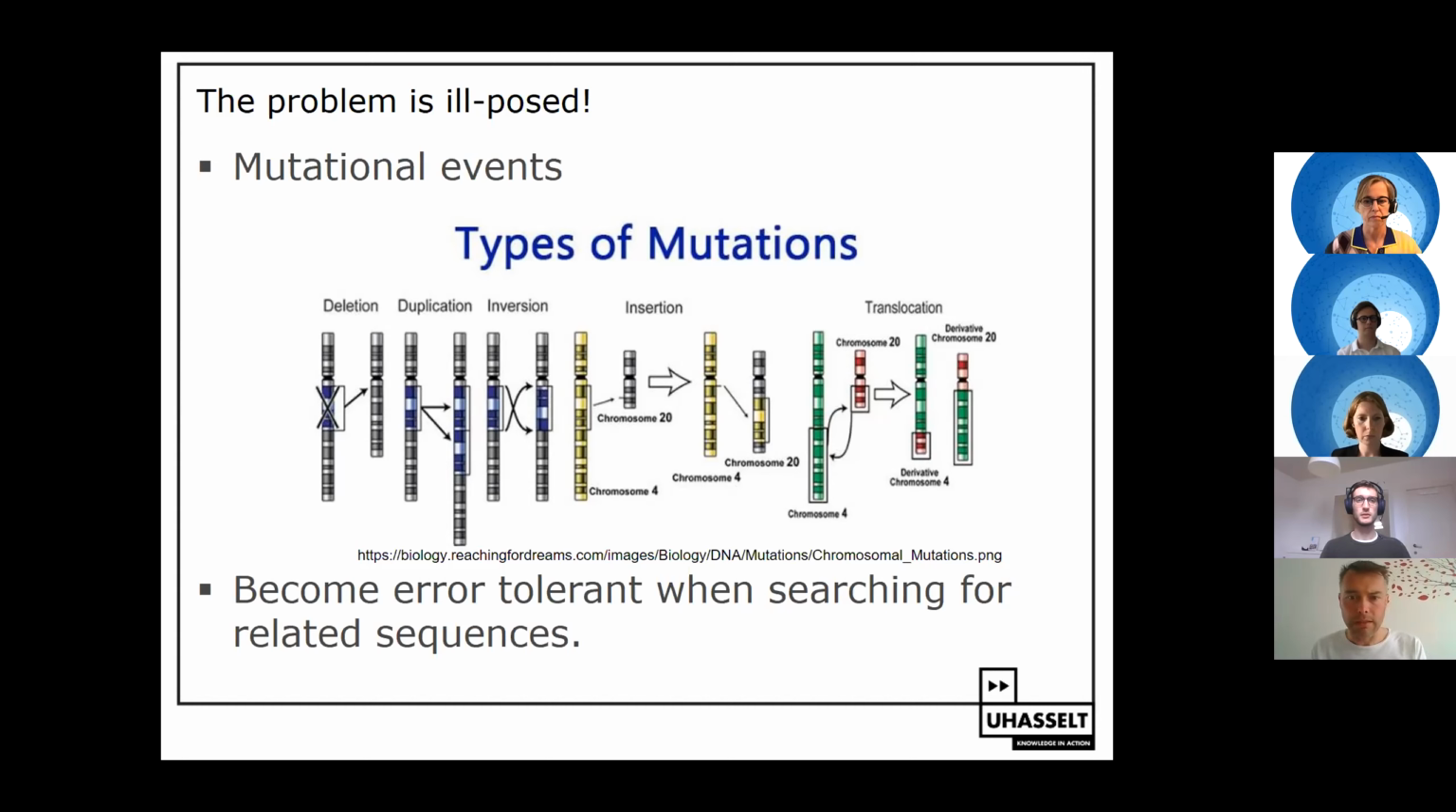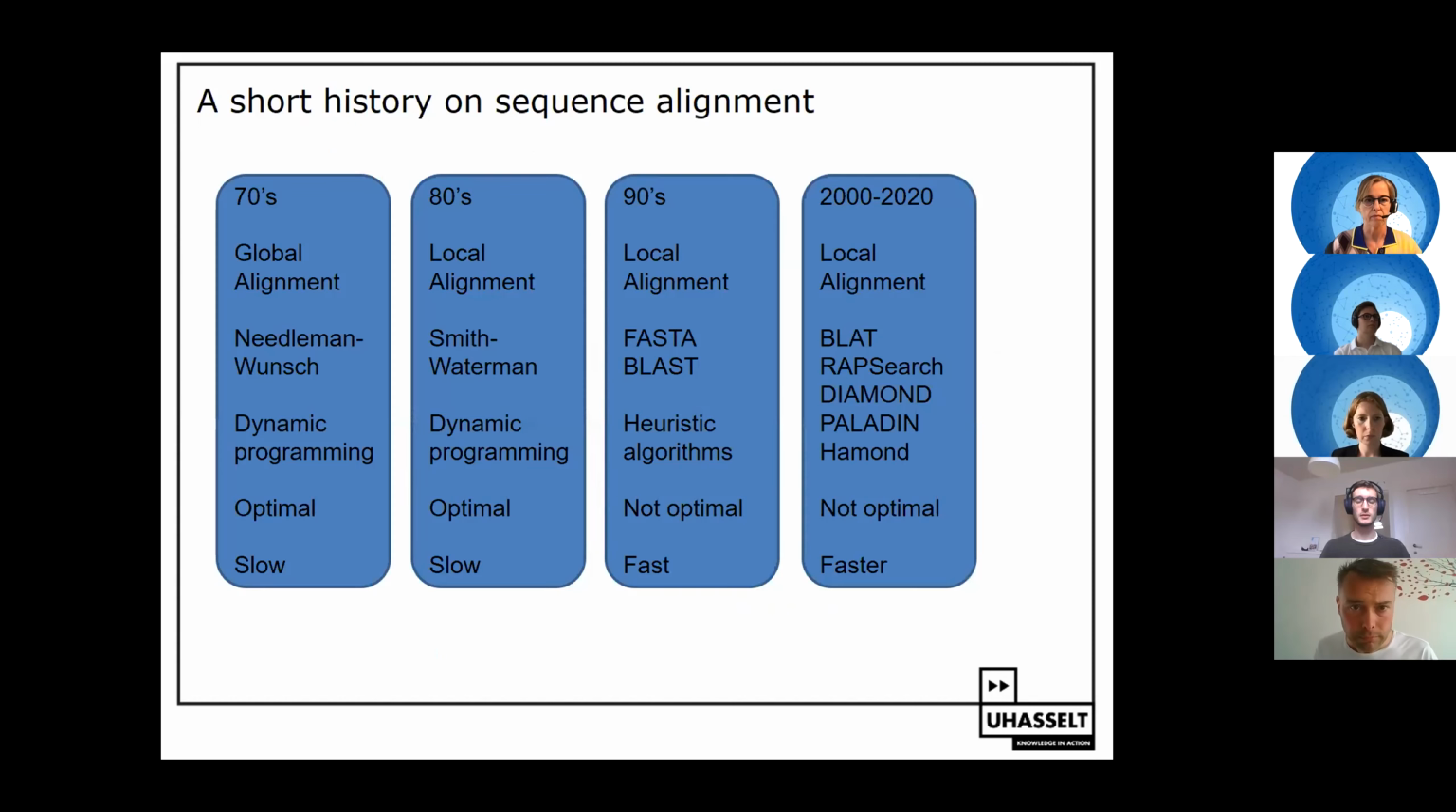So how did bioinformatics solve that issue? Well, let's have a look. In the 70s, people were thinking, okay, I need to become error tolerant. I need to find similar sequences, taking into account the mutational events and errors that biology will introduce. So I need to come up with an algorithm that maximizes the similarity between 2 sequences.